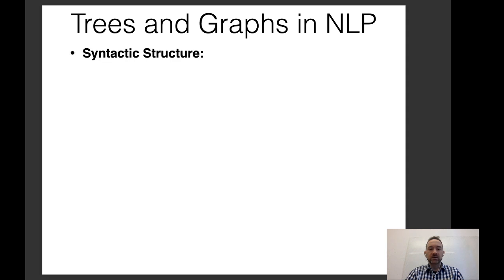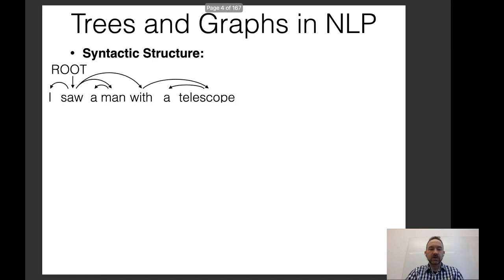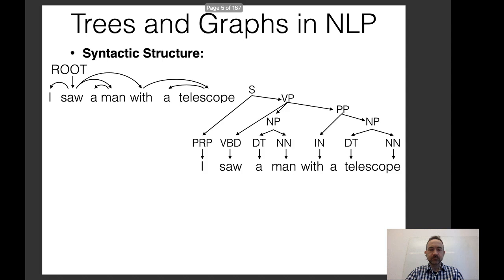The first one is syntactic structure, and syntactic structure explains how sentences are built up. There are a number of different ways to represent these, including dependency trees, which represent the relationships between the words in a sentence. So for example, here we have "saw" as the main verb of the sentence, and it has a subject, "I", an object, "man", and a prepositional phrase starting with "with". So this would be one example of a syntactic structure.